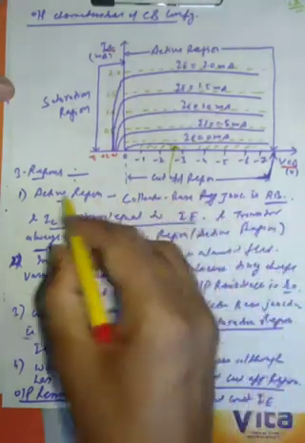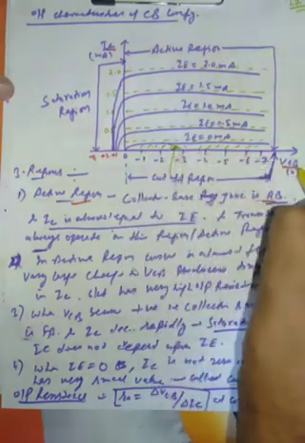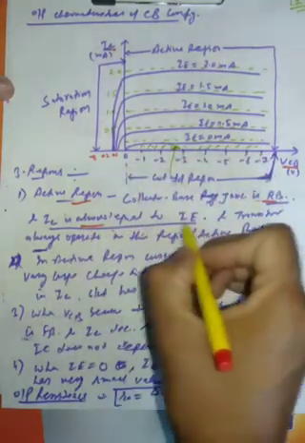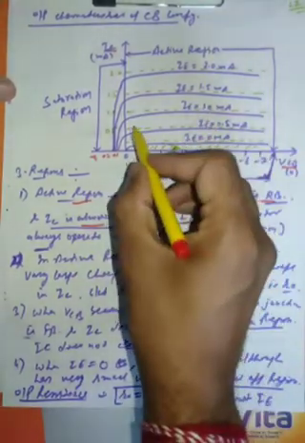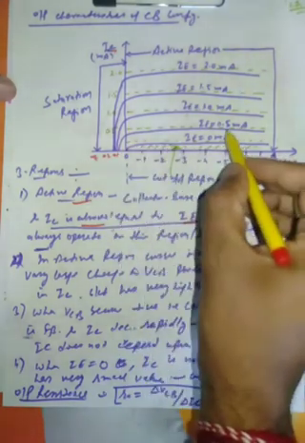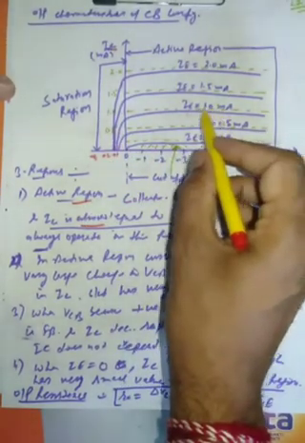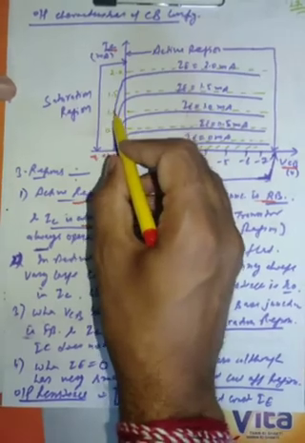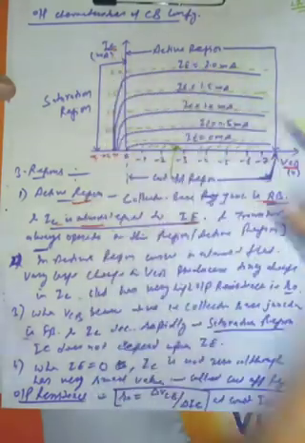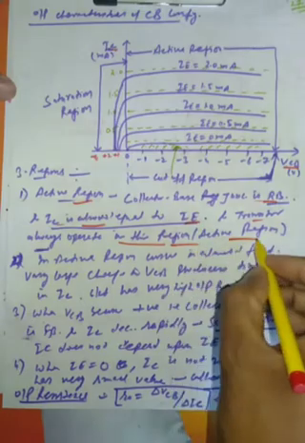In the active region, the collector base junction is in reverse bias. You can see VCB in reverse bias. So the collector current IC is almost equal to the emitter current. You can see this green dotted line is the collector current, and this one is the emitter current. IE is 0.5 and IC is almost equal to it. When IE is 1 milliampere, the collector current is almost the same. So in the active region the collector current is almost equal to the emitter current, and transistors always operate in the active region.